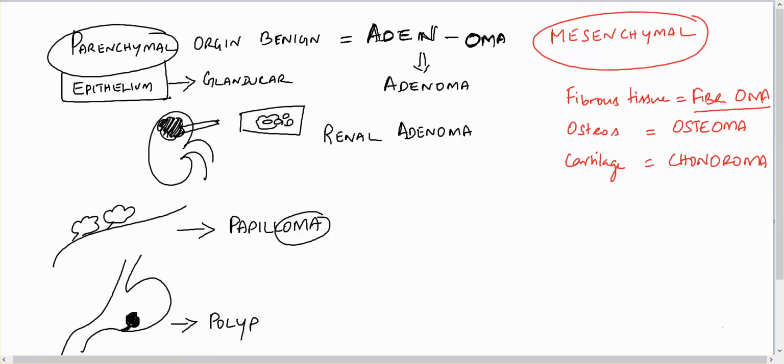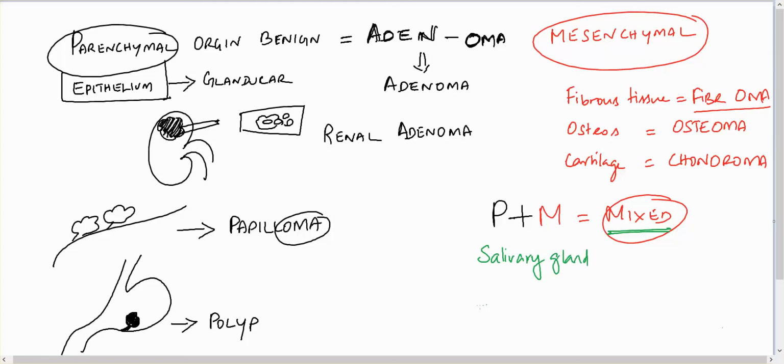Sometimes the tumor may be of parenchymal plus mesenchymal origin. So we call them mixed tumors. So how to name these mixed tumors? They are most commonly seen in the salivary gland and in the female breast.